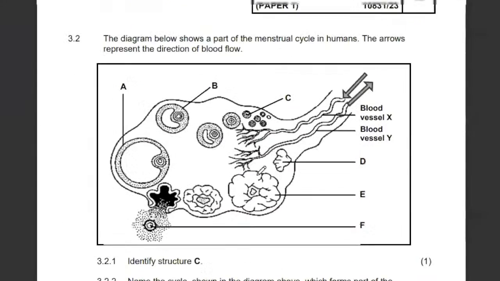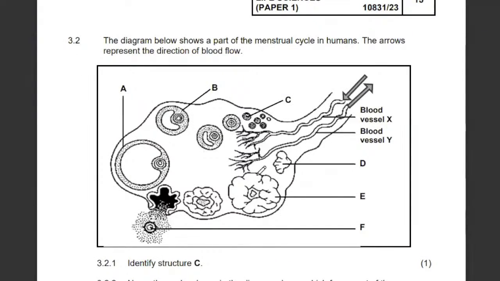So the next question is about the ovarian cycle. What are they asking you about? Label everything. This is the mature Graafian follicle. I always tell you to call it mature Graafian follicle, because it's not just Graafian follicle. This one is still developing, so it's an immature Graafian follicle, but this is the mature Graafian follicle.